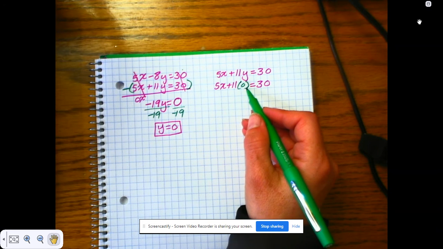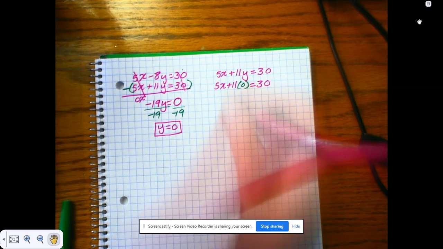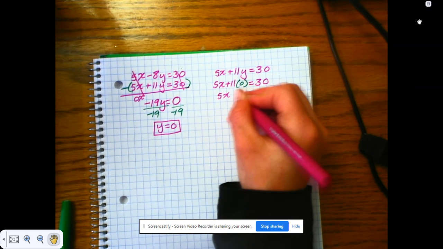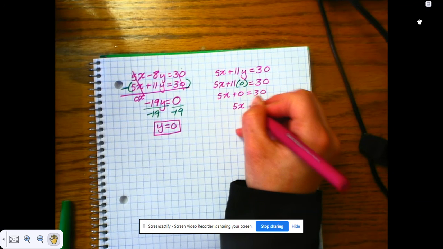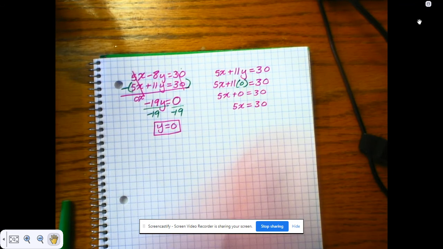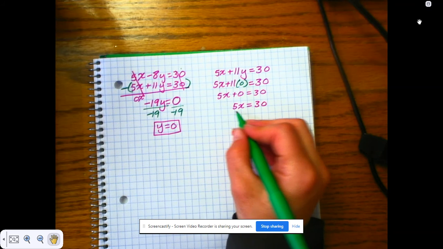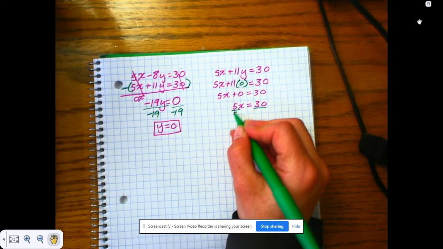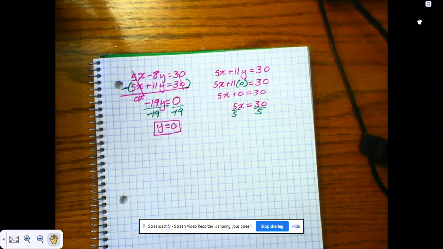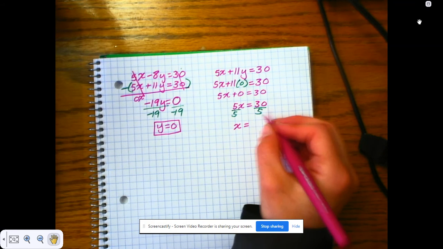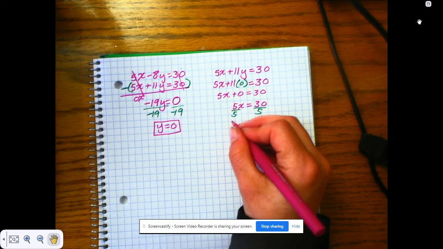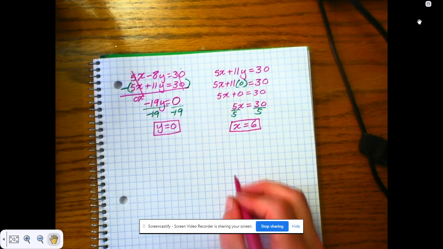11 times 0 is 0. So I'm left with 5x plus 0, which really is just the same thing as saying 5x. And now I just have to solve for x. So I'll divide both sides by 5. So 5x divided by 5 is 1x. And 30 divided by 5 is 6. And I found my point of intersection.